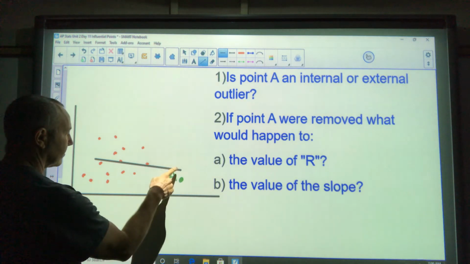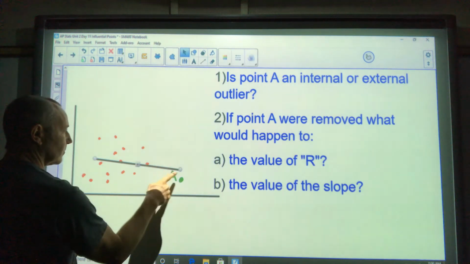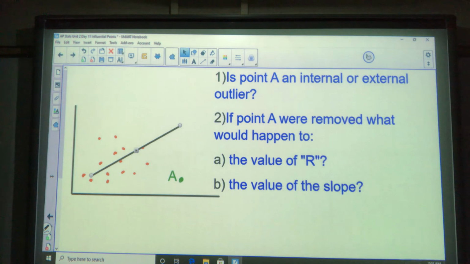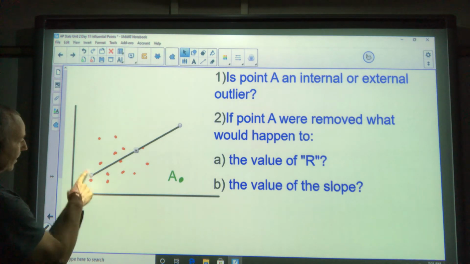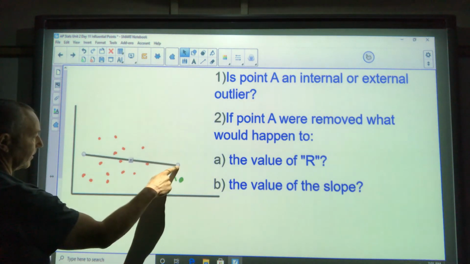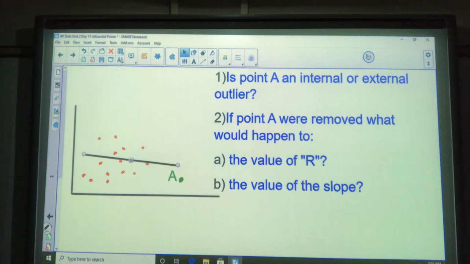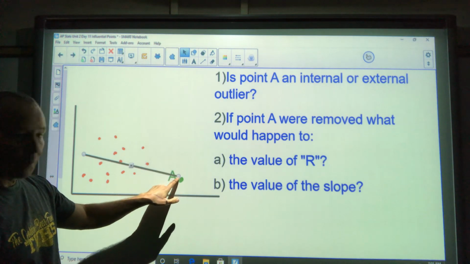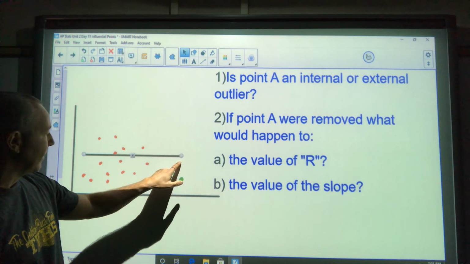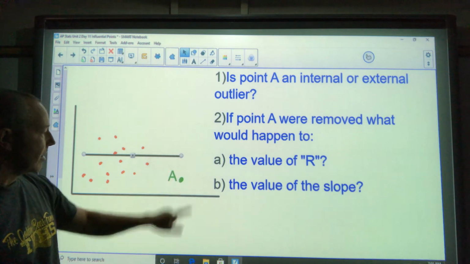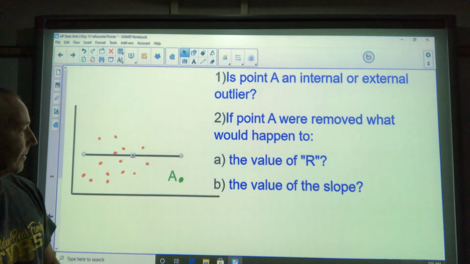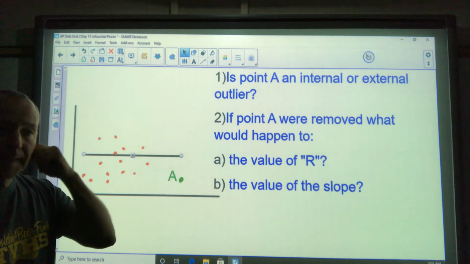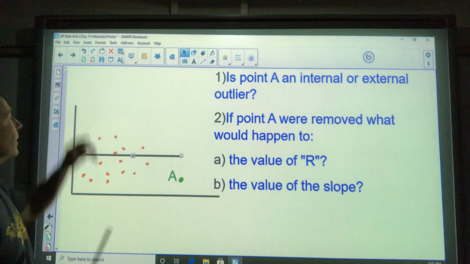I would guess, if I were to take A out, it might be something like this. Okay, on the same hand, I could see it being something like that. Okay, either way, with A, it's going to be pulled down more. Without A, it's going to come up some. Okay, and I would say the slope will increase on that. And A will make it stronger, so removing A would make it less linear, the value of R would decrease.